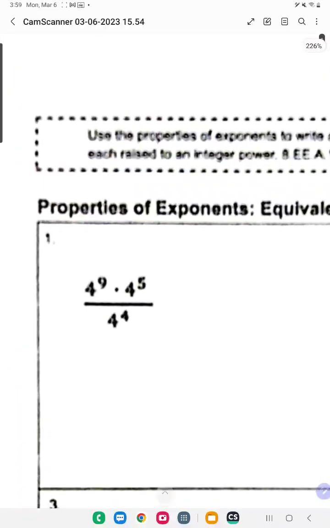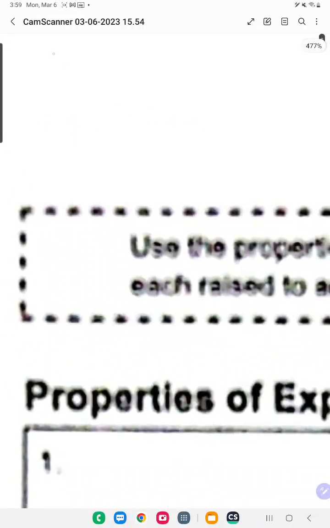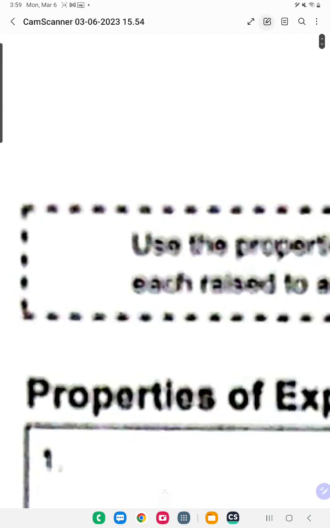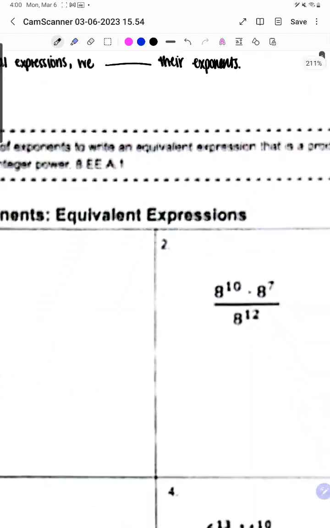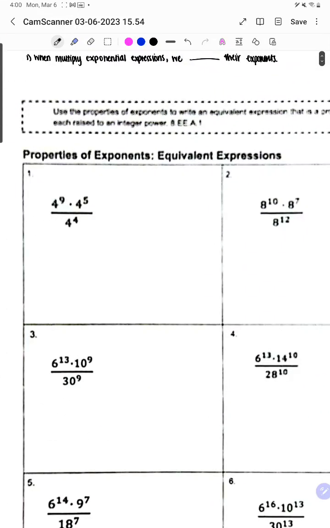All right, so first thing I want to go over is I just want to review all of the properties that we've learned so far. So the first one that we've learned is multiplying exponents. So when we multiply exponential expressions, we blank their exponents. And what I want you guys to do is go through and fill in what that blank should be when the question pops up in just a second.